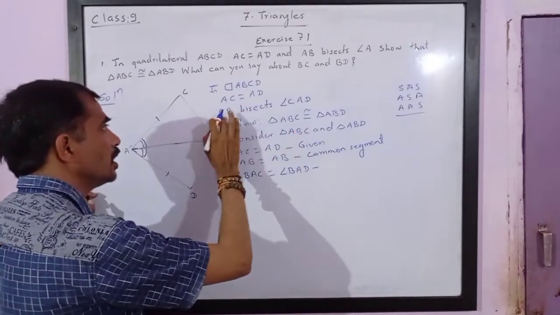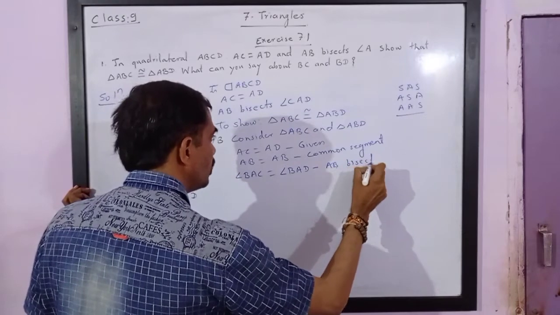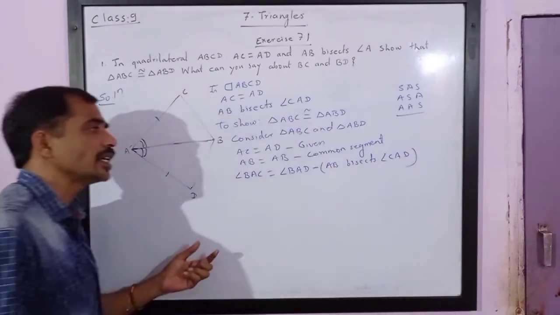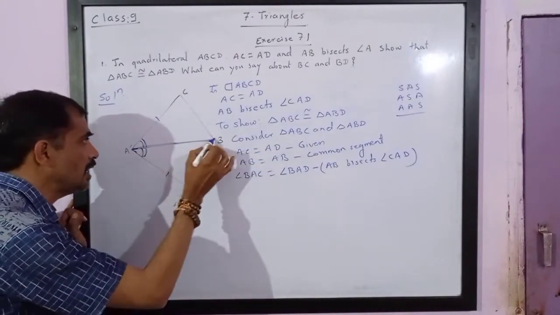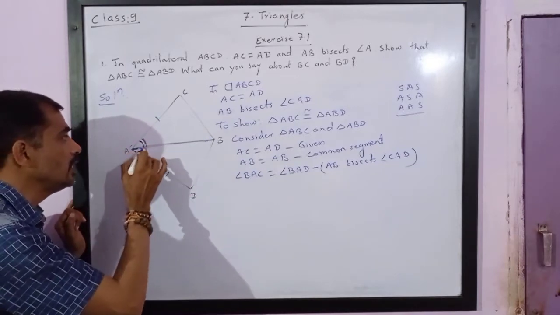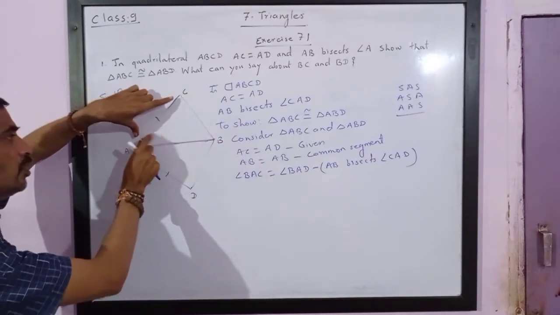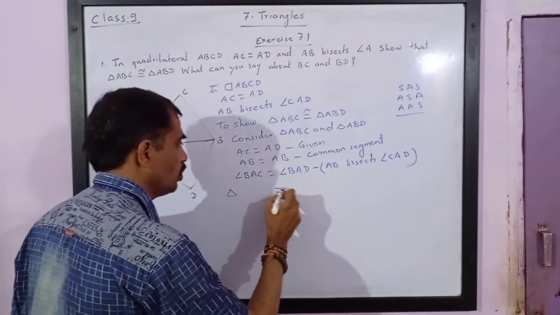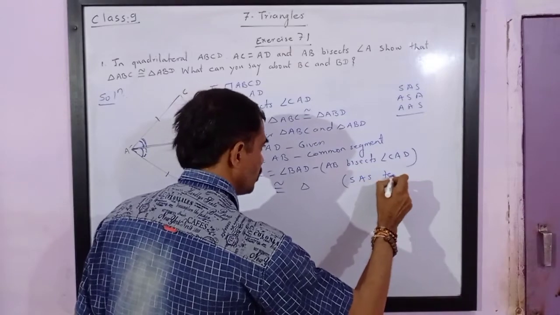Reason is AB bisects angle CAD. This is given to us. So please note, two sides: this side is congruent to itself, and this side is congruent to this side, and the included angle is congruent. Two sides and the angle included by them are congruent. It means the two triangles are congruent by SAS test.